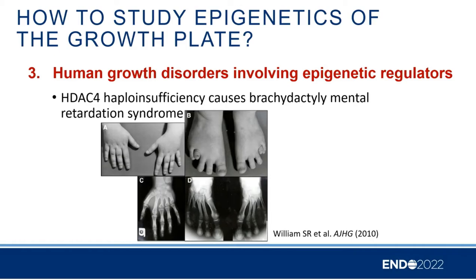But I'm going to focus on a more clinically relevant approach, which is to look at human growth disorders that are caused by epigenetic mutations or defects in epigenetic regulators. I feel like one good example to start would be the histone deacetylase, HDAC4. This is actually work done by Cronenberg's group, this overall field. So HDAC4 haploinsufficiency causes a genetic growth disorder called brachydactyly mental retardation syndrome.